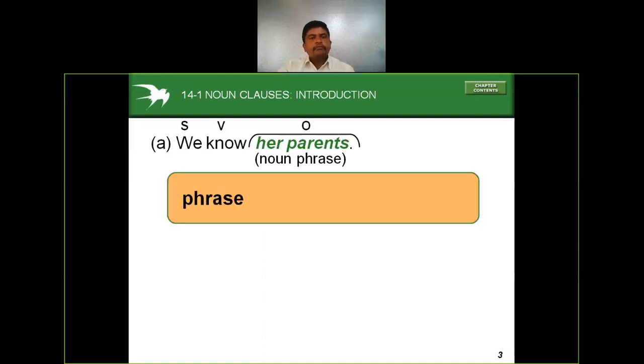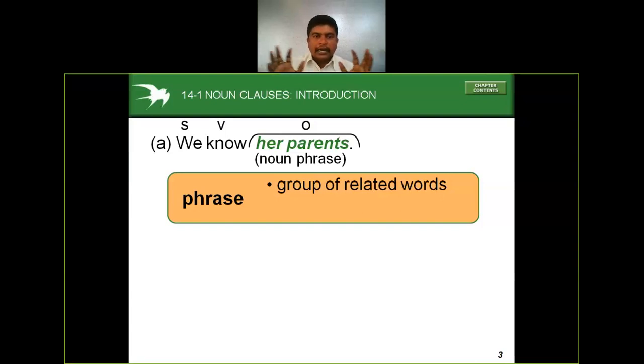What is a phrase? A group of related words. Write it down, children. Hold a piece of sheet and a pen. Just mark it. Just write it down. This is very, very important for your board examination, right? What is a phrase? Phrase is a group of related words. It's a group of what? Related words. For example, we.